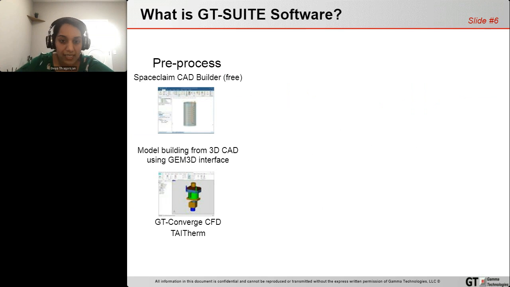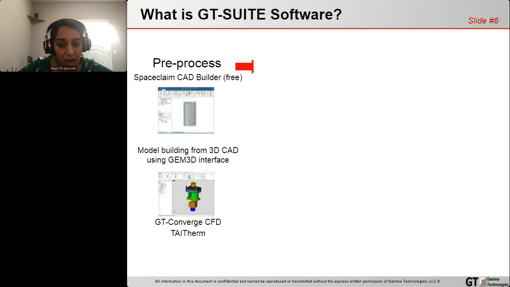So what exactly do we do in our software? It's pretty comprehensive if you think about it. In GT Suite, you start with pre-processing, where you can directly import CAD models with our inbuilt SpaceClaim, and you can directly move on to model building from the CAD using our GEM3D interface. We also model coupled with different software, so you can also import your models directly from there.